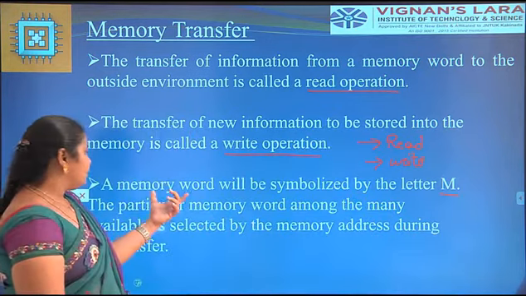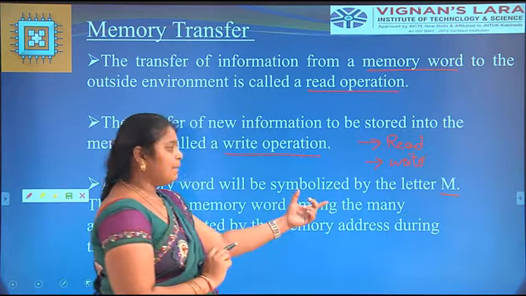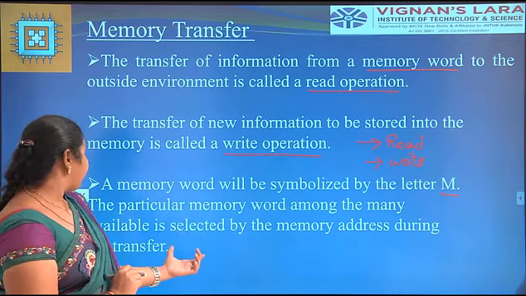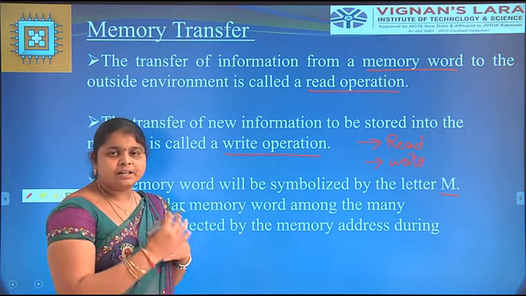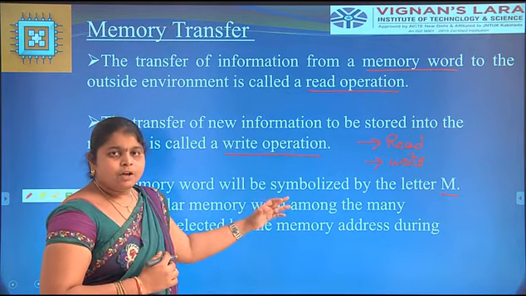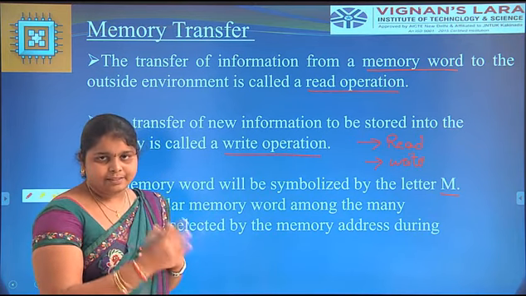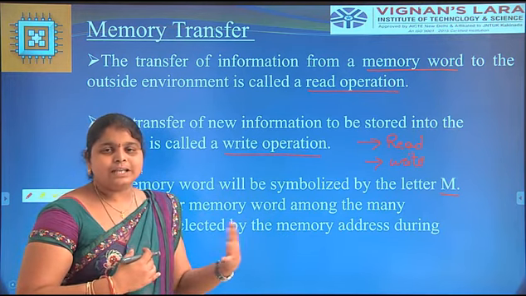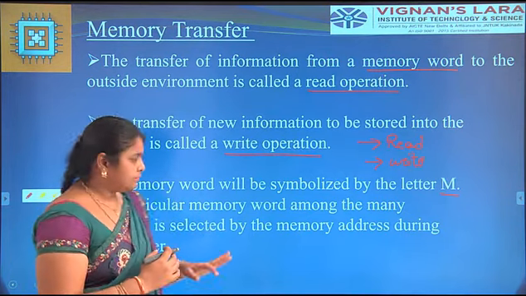The memory word in the read operation is symbolized by M. The particular memory word among the many available is selected by the memory address during the transfer. Which address we transfer the information to, from one register to another, is decided by these read and write operations. Whenever we want to send information from one register to another, we first have to identify which register we have to transfer to. What is the address of that register? We have to know the details from the source side.